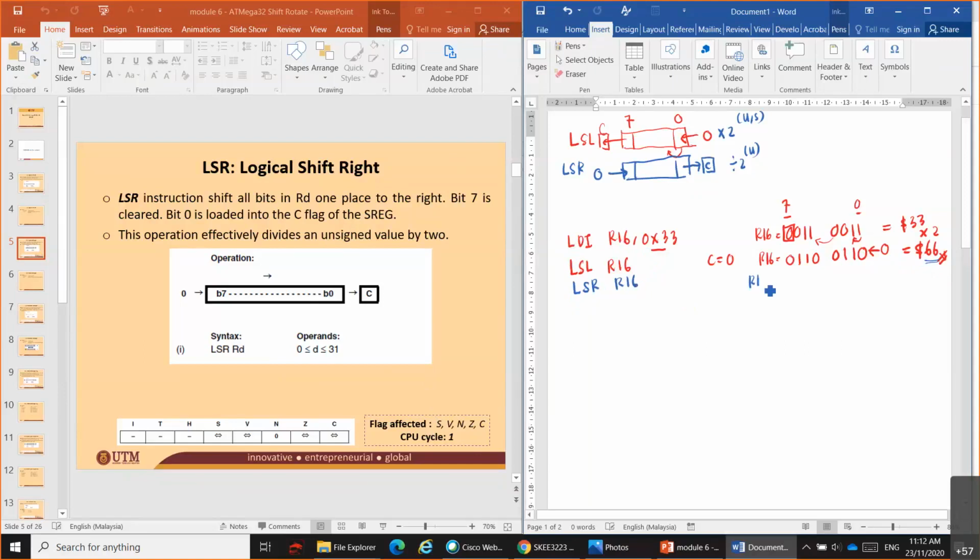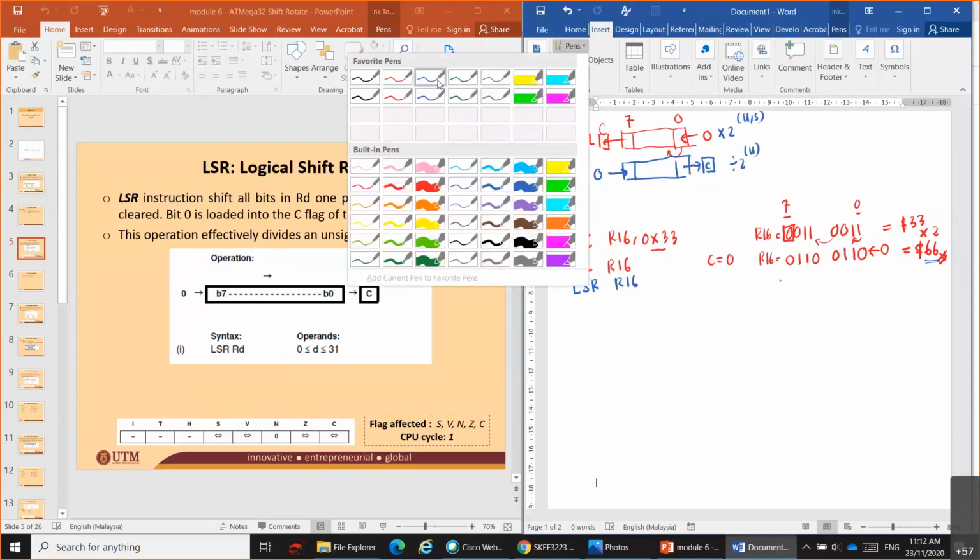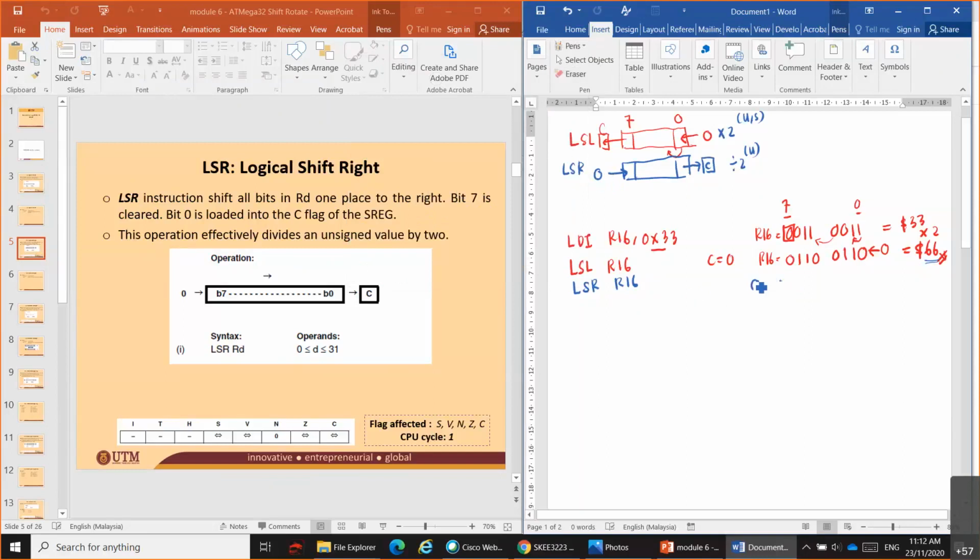So what happened? The 0 from outside will go to your bit 7, and the bits will be shifted to the right by 1 bit. So this one becomes 0, 1, 1, 0, 0, 1, 1.